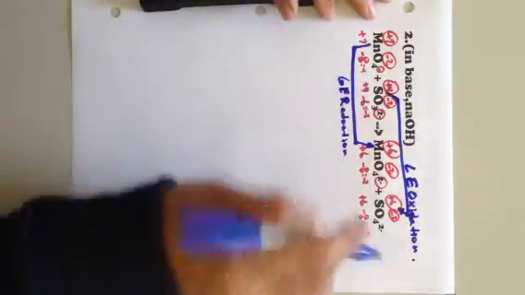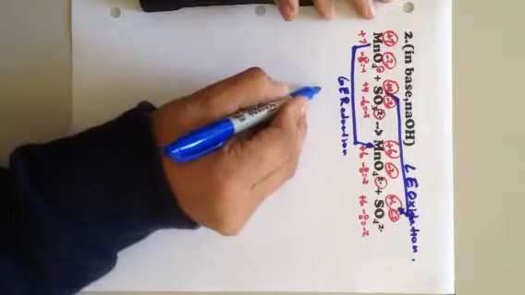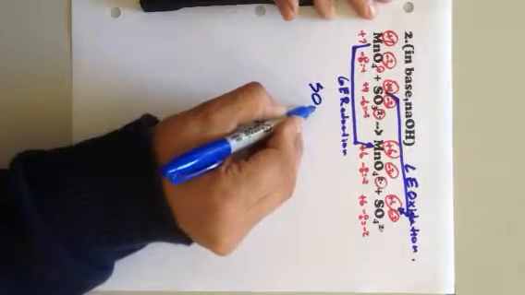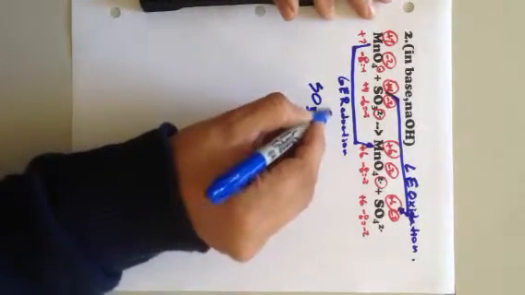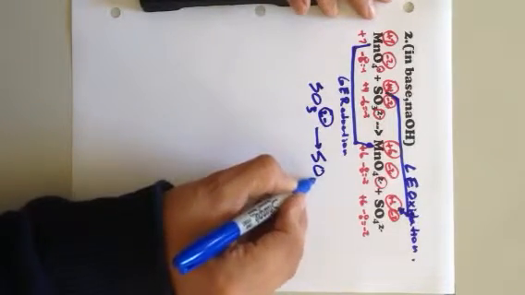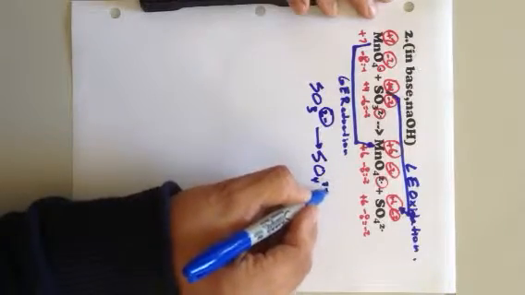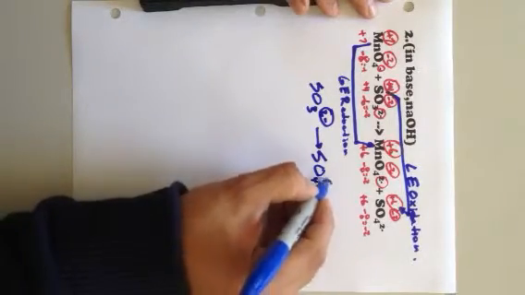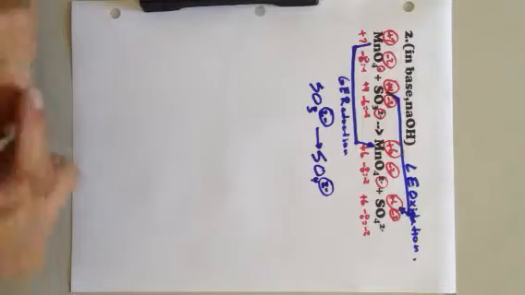So let's do the oxidation first. It's just my personal preference. SO3 2-. Do not forget the charge. It is easy to do that and easy to mess up because of it. SO4 2-. Notice how I like to circle the charge. Let's switch to black.